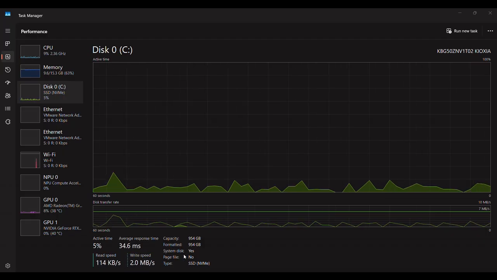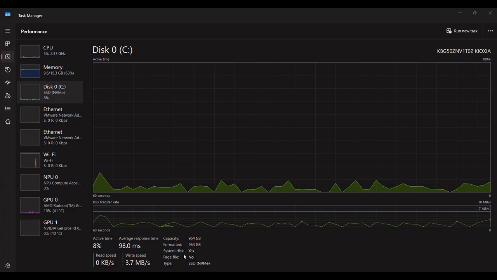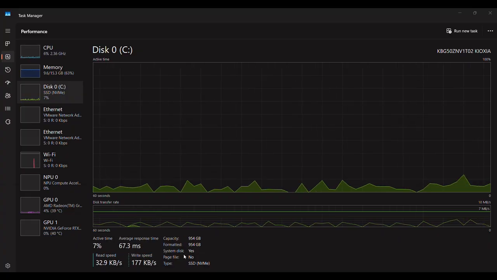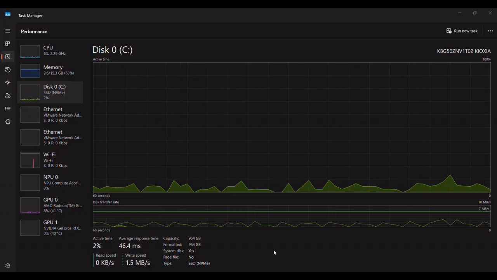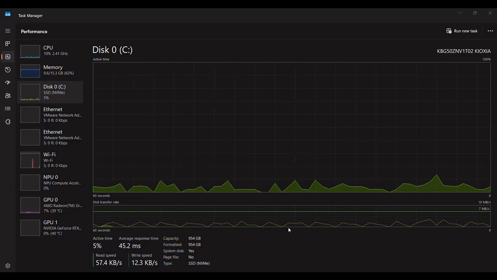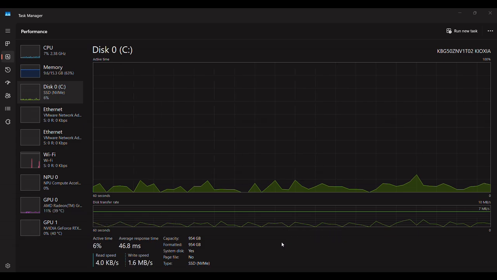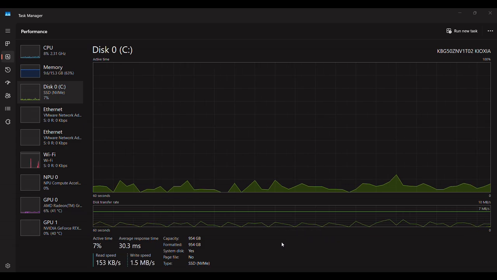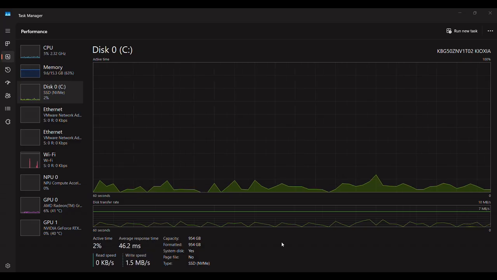The system disk is identified as the primary system drive containing the operating system and application data. Overall, disk monitoring helps administrators identify storage bottlenecks, abnormal disk activity, and performance related issues affecting system responsiveness.